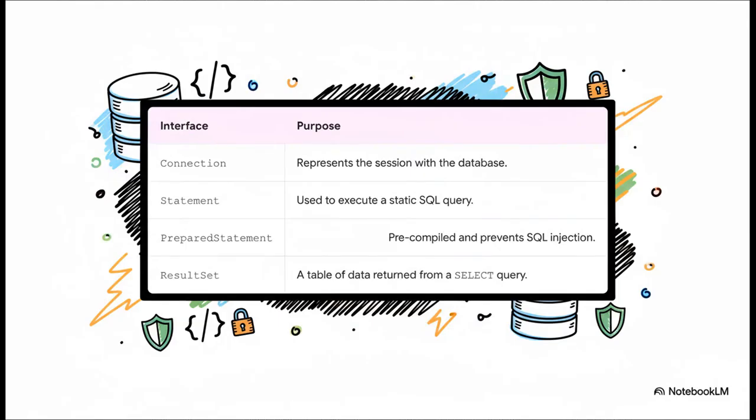Now these are the main tools in your JDBC toolbox. You've got your Connection, that's your live line to the database. The ResultSet is where your data comes back. And then you have these two, Statement and PreparedStatement. Now really lock in on PreparedStatement. We're going to see in just a minute why this one is your absolute best friend.